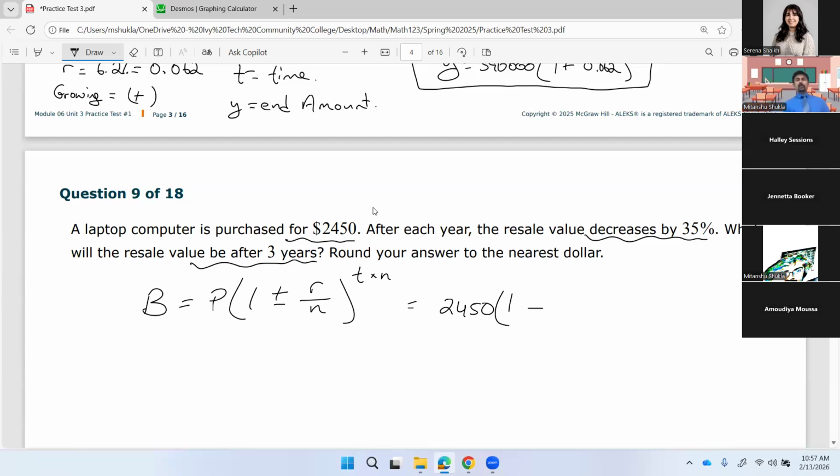My rate, what's my rate? The 35 as a decimal, that's 0.35. Now, how many times is this compounding? How many times every year is this decreasing? One time. Yeah, each year. So my n is 1, so it's over 1, raised to the time, well, time is 3 years, times 1. So this gives me 2,450 times 1 minus 0.35 to the third power.